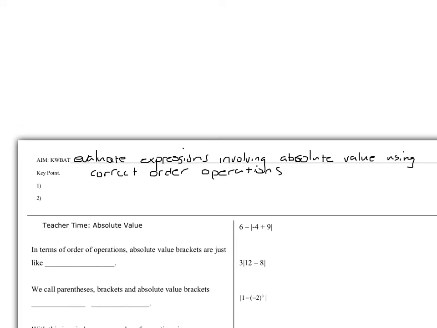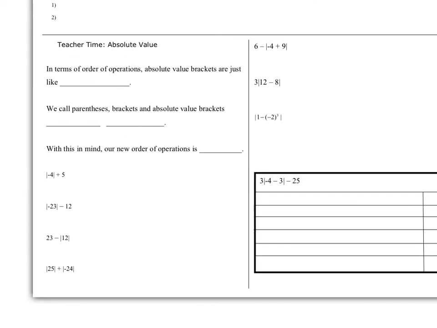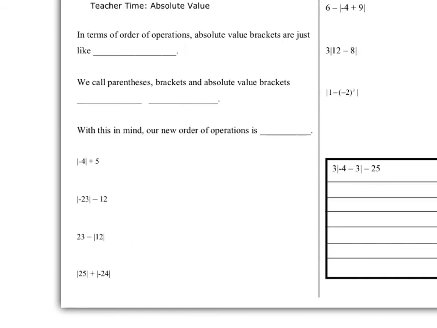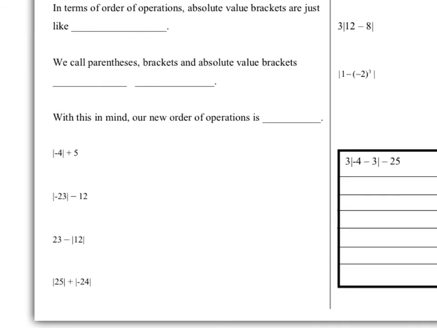So we'll look at these first three questions. I want you to fill in the blanks on the first three questions, and I want you to go ahead and find the value of the four expressions on the bottom. So we're basically doing this entire left-hand side. Do that for me independently, and then we'll check in about it. Yeah, just like parentheses. So in order of operations, they're just like parentheses or brackets.